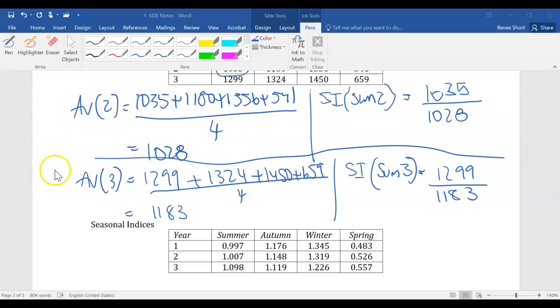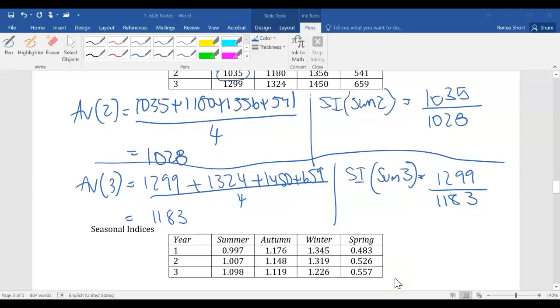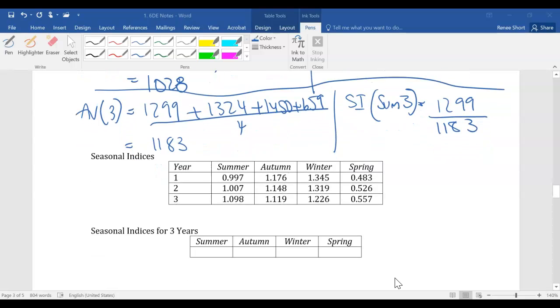Okay, so hopefully you worked them out for yourself. I have added some extra working out here. So I worked out the average for year three by adding up these values here. So 1299 plus 1324 plus 1450 plus 659 all divided by 4, which gave me 1183 being the average value for that third year. And then to work out the seasonal index for the summer of year three, I took that summer value of 1299, divided that by 1183, that gave me 1.098. And I've done the same thing for each quarter then in the rest of that year three. So hopefully you did that as well, and you can check your answers for me there.